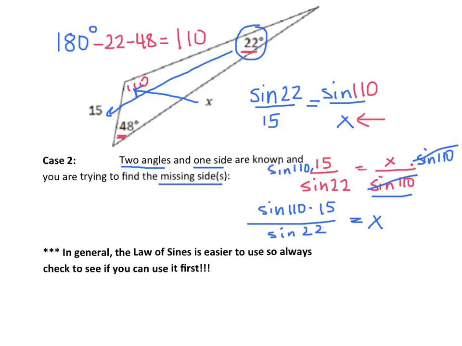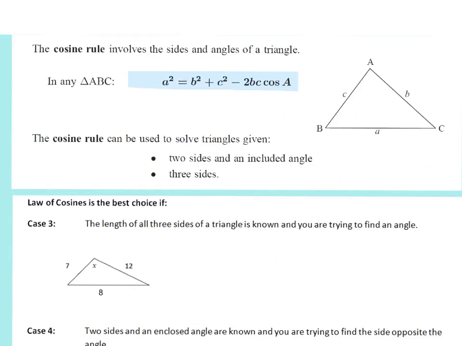I'm going to carefully put this into the calculator. I'm going to type sine 110 times 15, then I'm going to hit enter, then I'm going to hit divide by sine of 22, and when I do that, x turns out to equal 37.6. Now, this is a side. Notice we solved for x, not the sine of x. So we do not need to be worrying about finding a missing angle because that's not what we're finding. We're finding a side. So we are done at this point. X is simply 37.6.